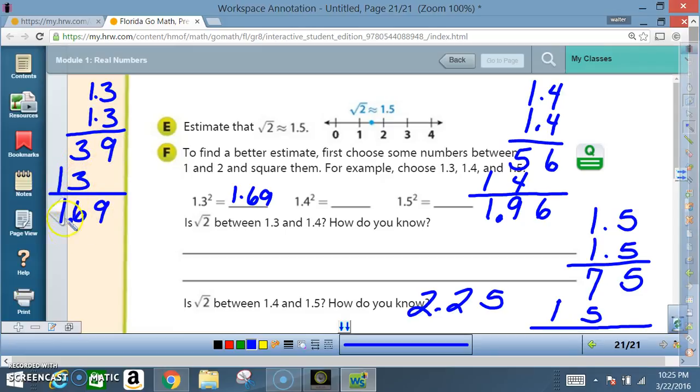So then we add going down. 9 plus 0 is 9. 3 plus 3 is 6. And then 0 plus 1 is 1. We got 2 decimal places, so we had to count in 1 here, 1 there. So that means we got to count in 2 down here. 1, 2. So that's 1.69.